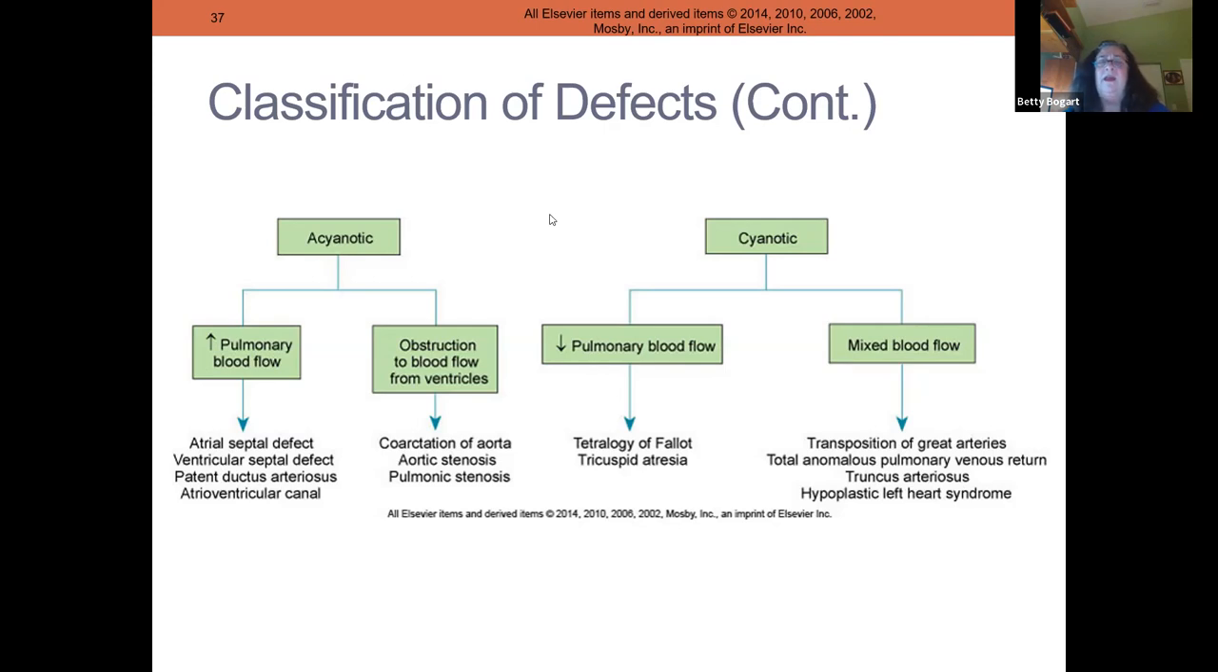But very simply, ever hear of a blue spell or a tet spell? A kid all of a sudden turns blue? Well, this is tetralogy of Fallot. And very simply, that pulmonary artery spasms, or a piece of tissue covers it, and blood can't go to the lungs. And it's not all the time, it's intermittently, maybe once or maybe 10 times. And you can see O2 saturations go from 100 to 10 in 30 seconds. It happened to me. Little Mr. Nolan did it to me.